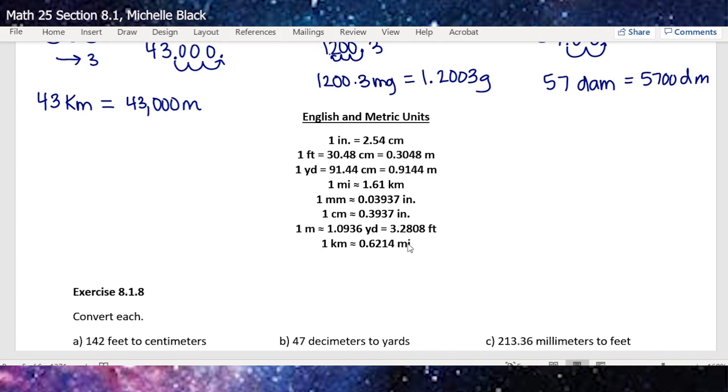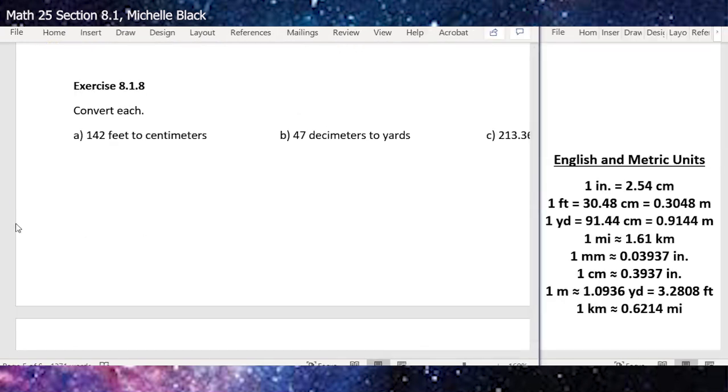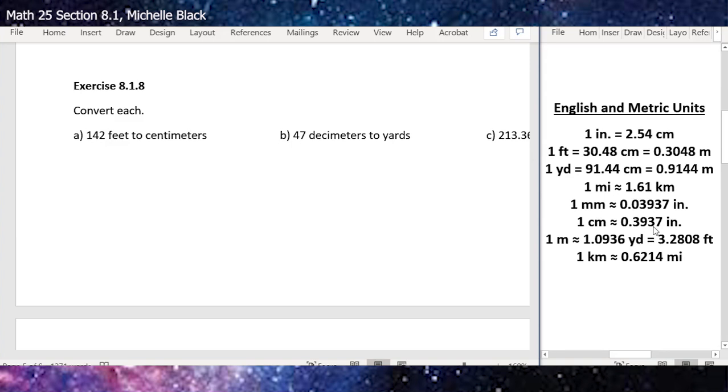So we're going to utilize this chart of English and metric units to convert some more in problem 8. So part A, let's convert 142 feet into centimeters. Well, looking at our conversions over here on the right, I see that we have a conversion that goes directly from feet to centimeters, and it's right here. So we can utilize that as a unit fraction.